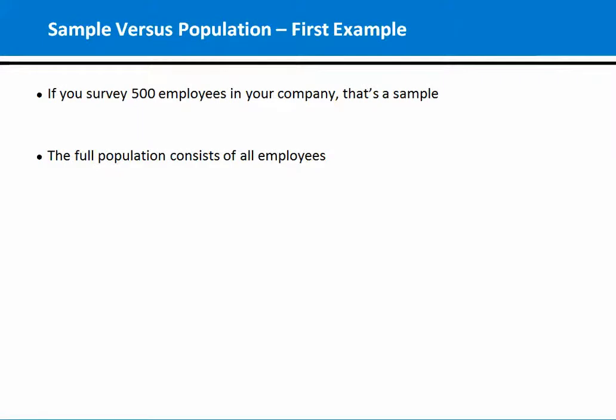So how is a sample different from a population? Well, here's a first example, which is the way we often think about it. If you survey 500 employees in your company, well, that's a sample. The full population consists of all employees. That's the population that you've sampled from. This little example is useful in many cases, but definitely not in all.